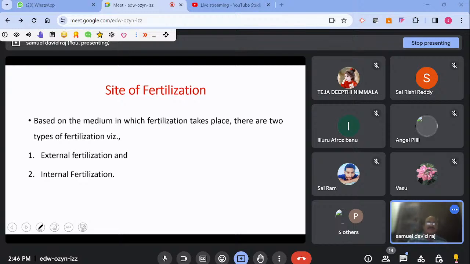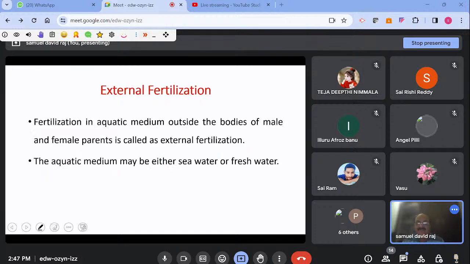And coming to the site of fertilization, where it actually takes place. Based on the medium in which fertilization takes place, there are two types of fertilization. You know about it, external and internal. External fertilization requires a water medium. So mostly where there is a water medium, that means aquatic organisms can exhibit external fertilization, even certain amphibious organisms. And those where there is no water medium, all of them exhibit internal fertilization.